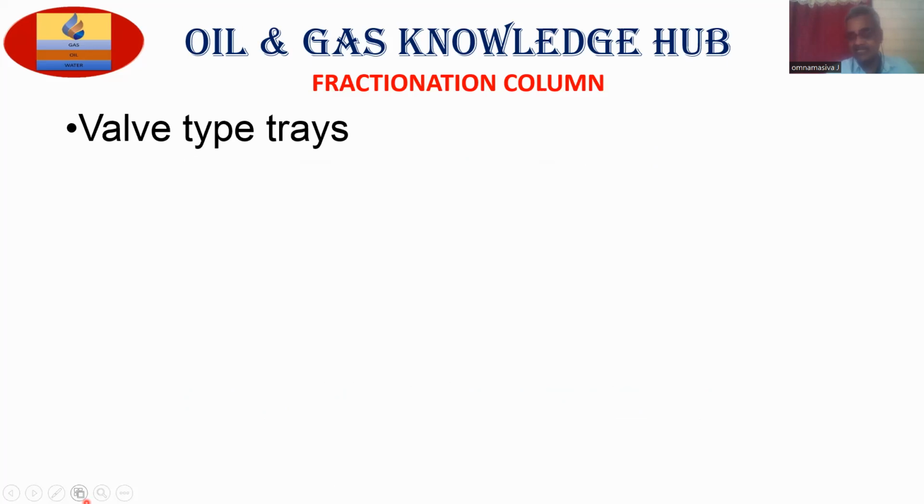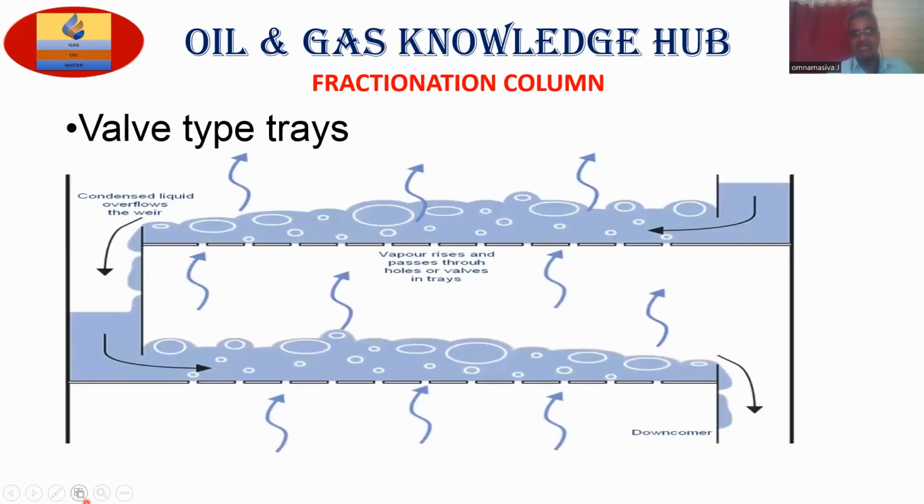Next, valve type trays. See, this is a valve type tray. Maybe valve type or any tray, the flow will be the same condition. Lightweight liquids at different temperatures will fly upwards, will travel upwards. Heavy liquids at this temperature will settle in the tray. From the weir tray, it will come down. From the weir plate, it will come down, pass through this and come to the downcomer. From the downcomer, it will go to the nozzle.